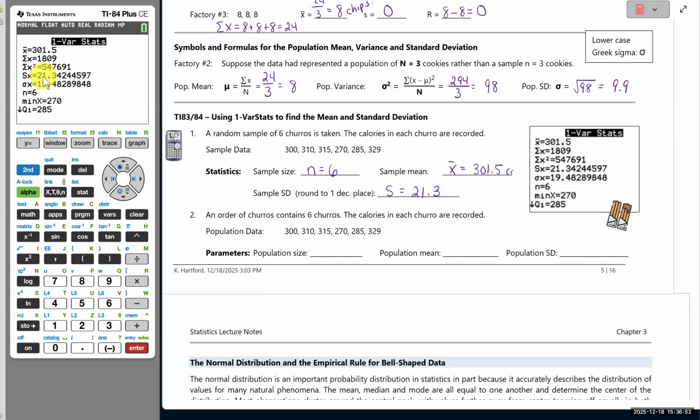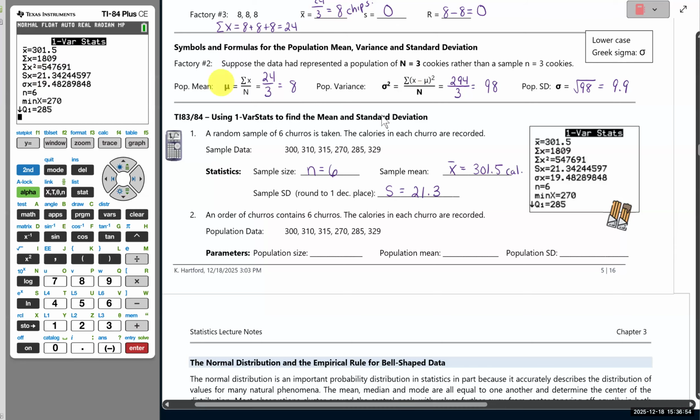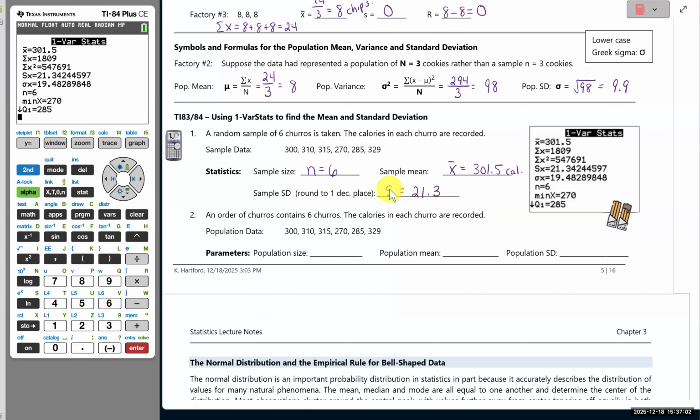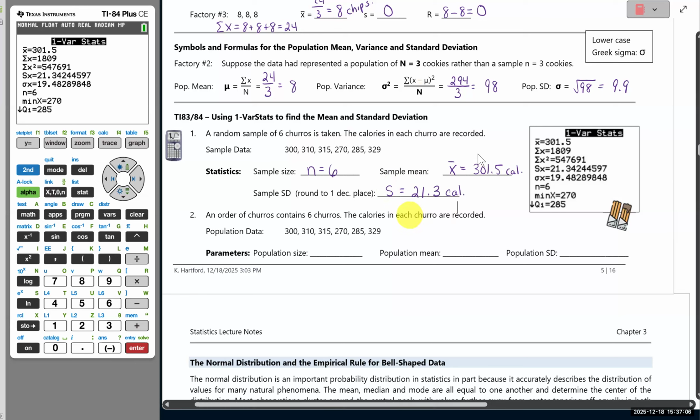So I'm going to add units for a moment here. The mean of the churros is 301.5 calories. The standard deviation is 21.3 calories. And coming up, we're going to see how to apply this information. For now, we're just practicing reading the calculator.